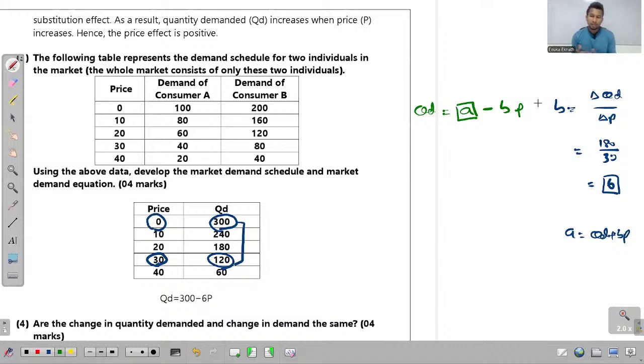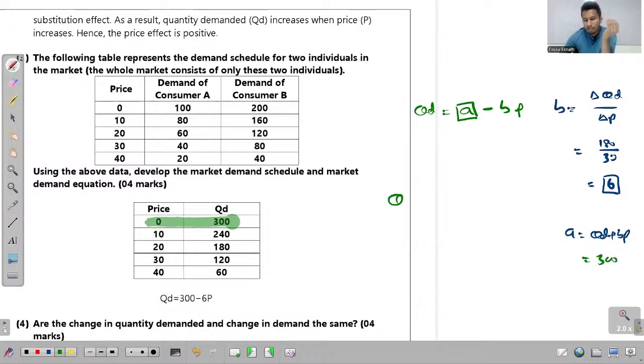If you have analyzed that equation properly, or if you at least remember the things that we have discussed in the classes, you should have remembered this by now. A stands for the QD when P is 0. And that amount of QD when P is 0 is clearly visible in this table. So what do you need to do? Just pick that value as A without calculation. So A is directly 300.